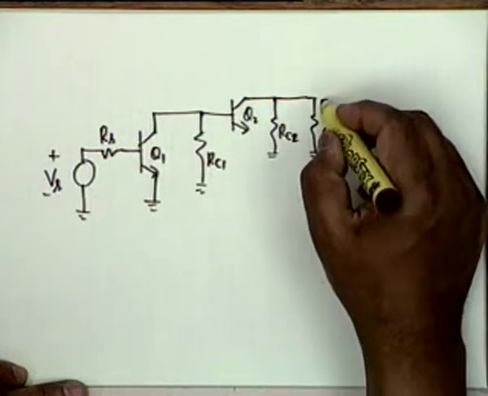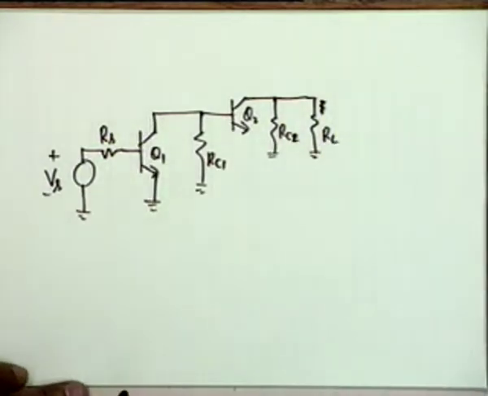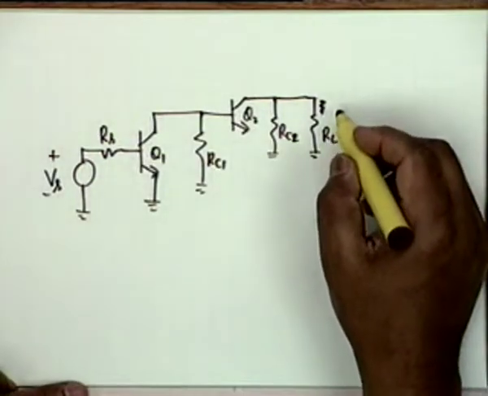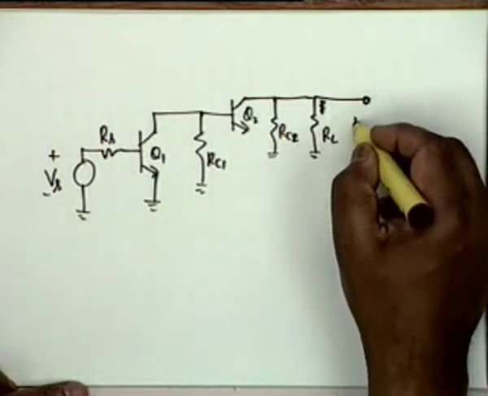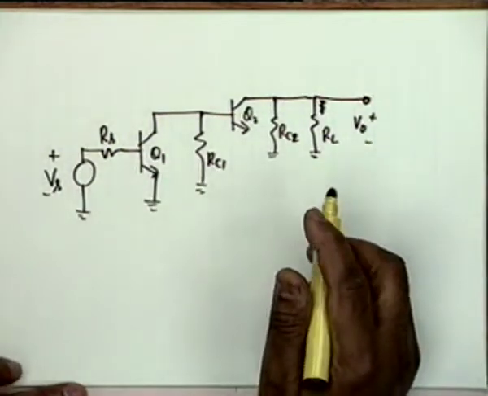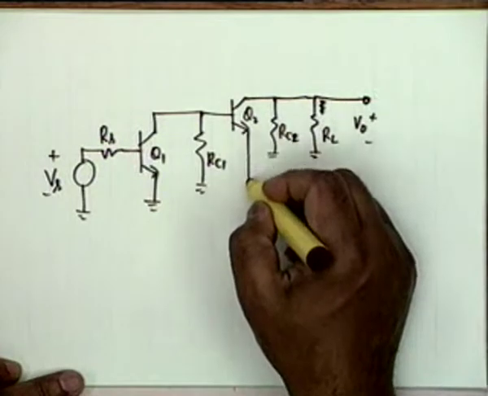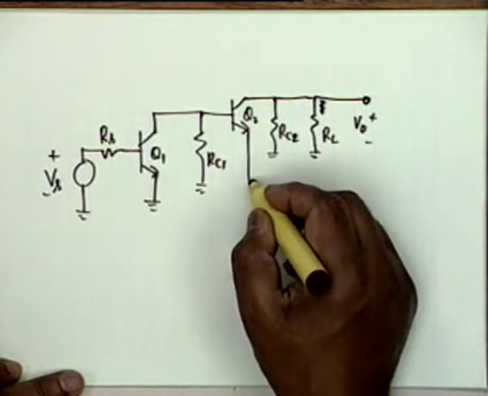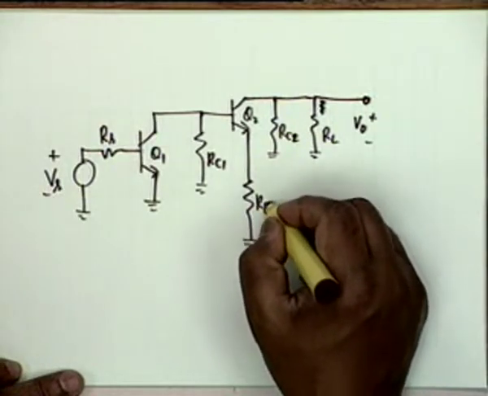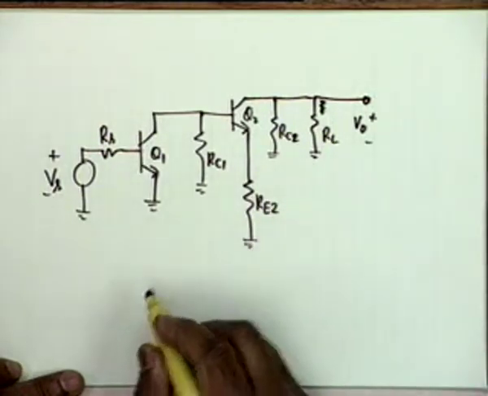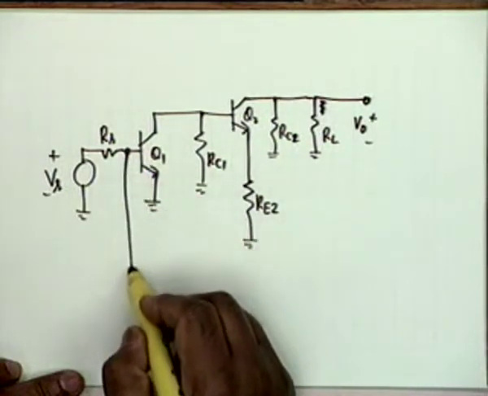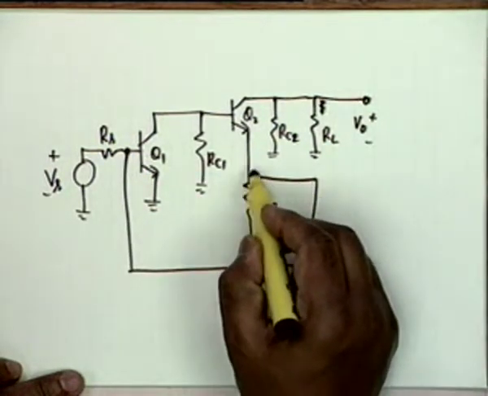I won't show the current yet because we want to identify. This is the RL and the voltage across. Naturally we want a voltage at the output. And the Q2 emitter goes to a resistance Re2, and feedback is applied like this from here to here.